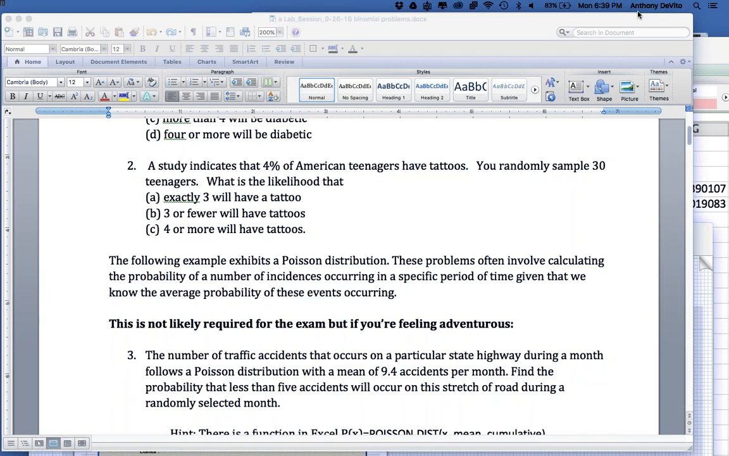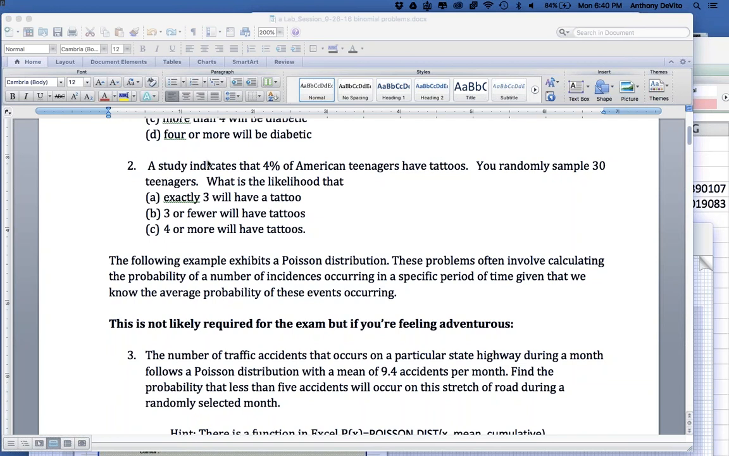Exactly 3, 3 or fewer, or 4 or more. So what were the 3 conditions we had to satisfy to do this? 1, it had to be binomial, like yes or no, tattoos or no tattoos. Number two, it had to be the same likelihood for every trial. What was the third one? Had to be exhaustive.